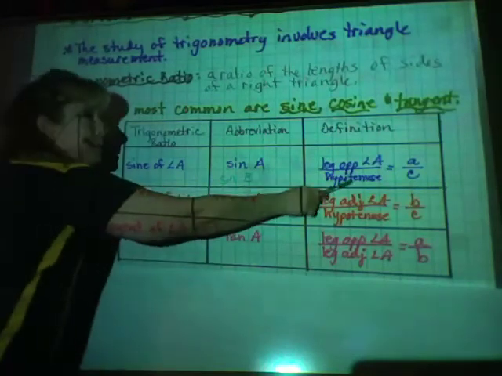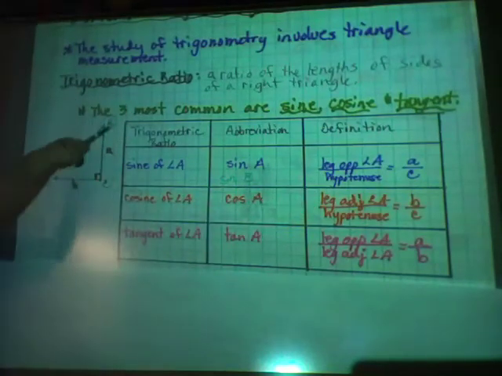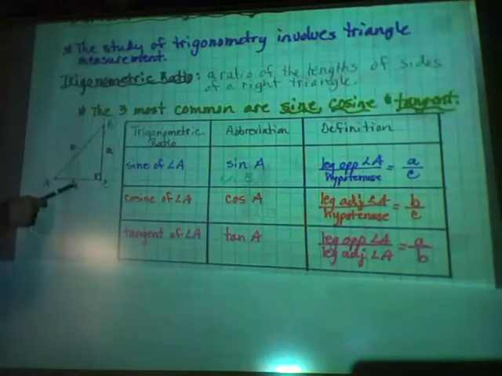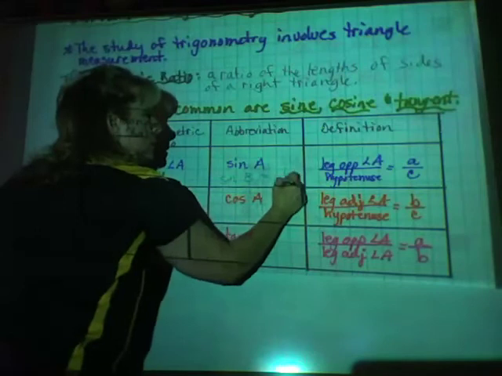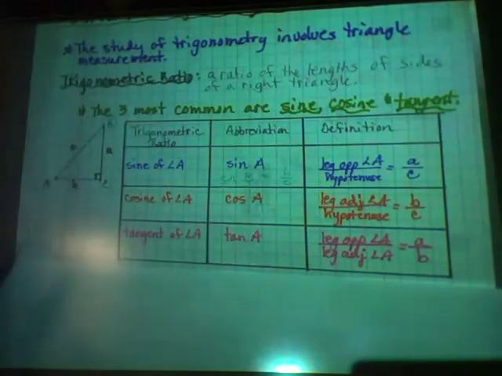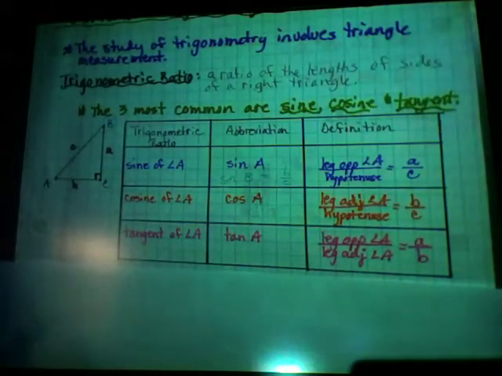Sine is opposite over hypotenuse. So what leg is opposite B now? B. And what's the hypotenuse? C. So the ratio here would be B over C. It's not A over C because I changed my angle of reference.